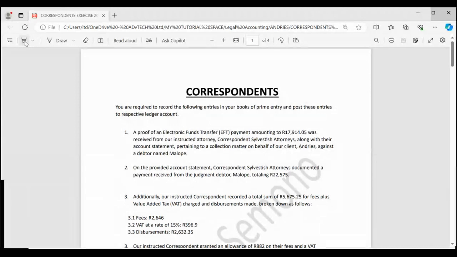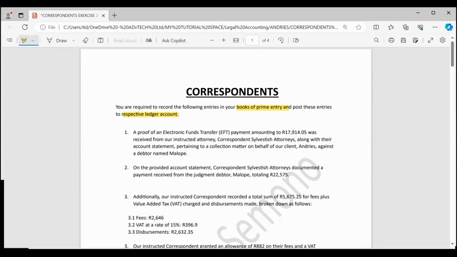Let's just go through some correspondence transactions. As you can see here, I'm going to make sure that I focus on the books of first entry. Remember, these are just the journals. But for now, I'm going to focus on the ledger accounts.